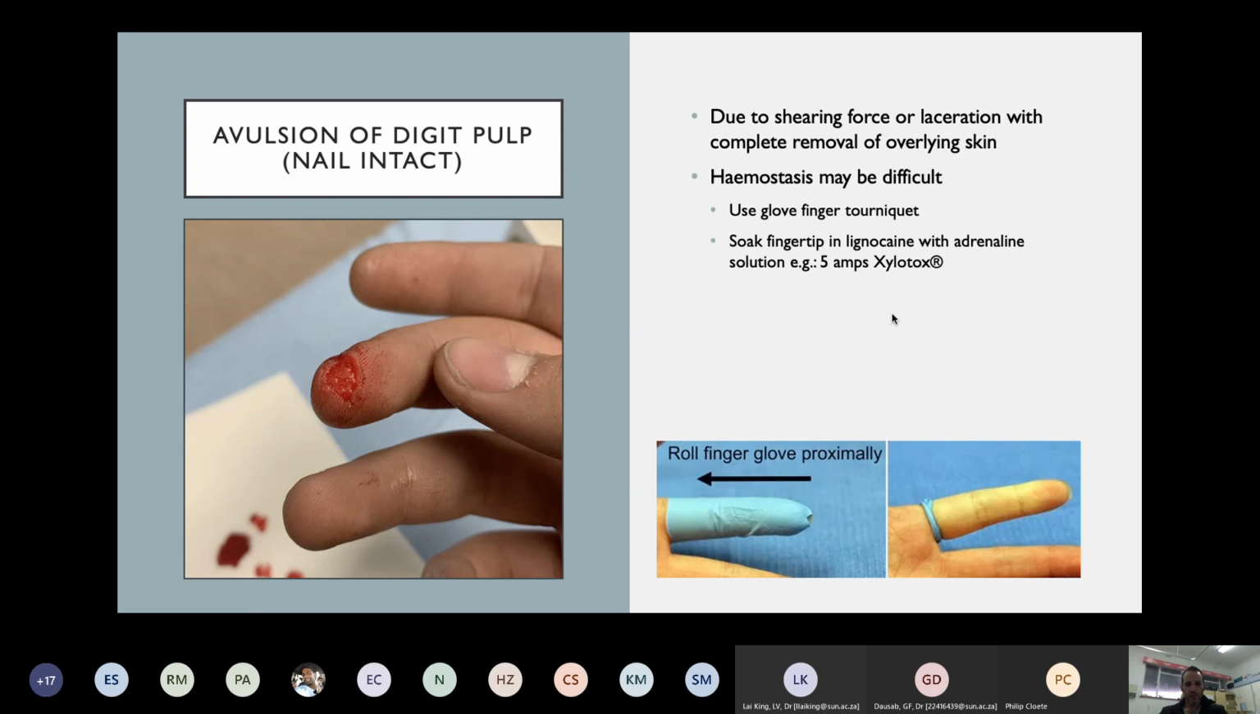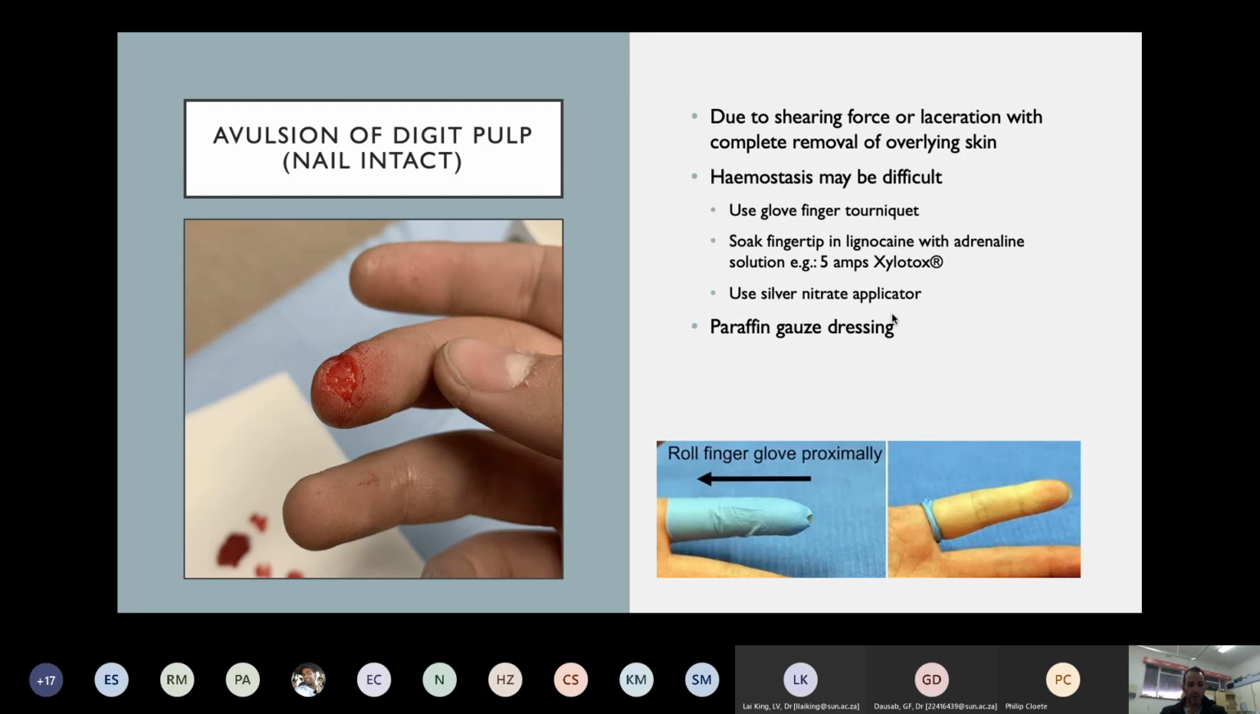What you can also do is soak the fingertip in lignocaine with adrenaline. You can take a couple of amps of xylotox, put it in a specimen container, and ask the patient to dip the finger in that for a couple of minutes, and the adrenaline will have vasoconstrictive effects. So that helps as well to stop bleeding. And then what you can also use is a silver nitrate applicator, the same sticks that we use for epistaxis. You can actually just gently cauterize the tip of the finger to stop bleeding.